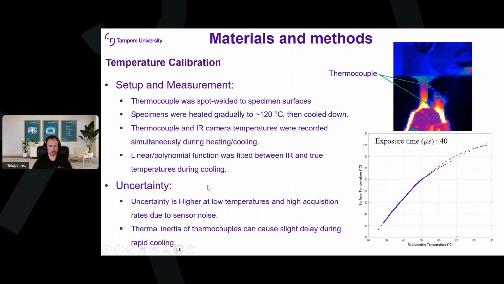But we also had uncertainty. For example, at low temperature and high actuation rates, we had sensor noise, which was our uncertainty. And also, there was thermal inertia of the thermocouple that caused a slight delay during rapid cooling. So we had uncertainty, but the measurement was accurate because we converted the IR radiometric temperature to surface temperature by this calibration.